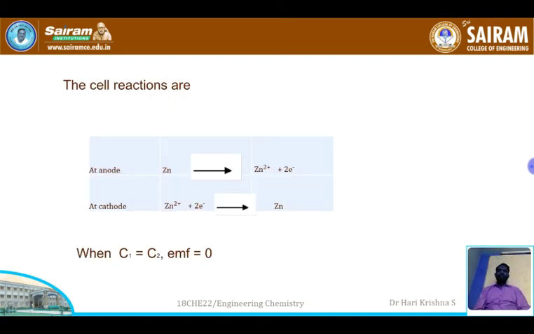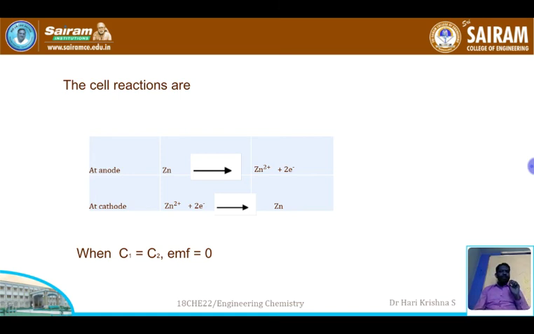Let us see the electrode reactions. At anode, Zn undergoes oxidation to give Zn2+ and 2 electrons. At cathode, Zn2+ will accept those 2 electrons to give Zn. So we can observe flow of electrons until the concentration C1 is not equal to C2. Once C1 is equal to C2, there is no flow of electrons. These both reactions will not occur. Therefore, EMF will be equal to 0. There is no net reaction because both will get cancelled. Net reaction is also 0.